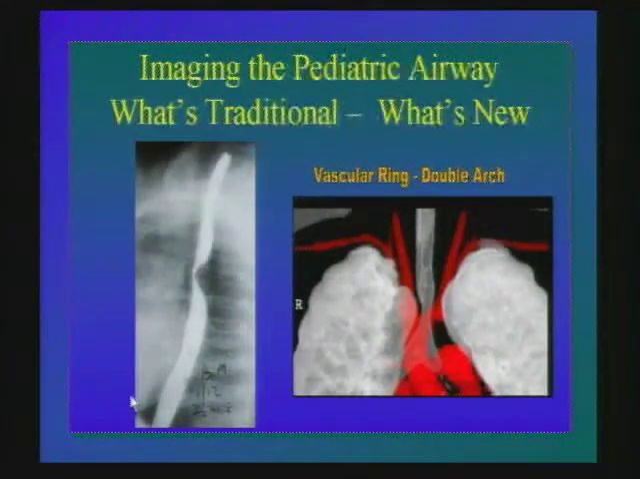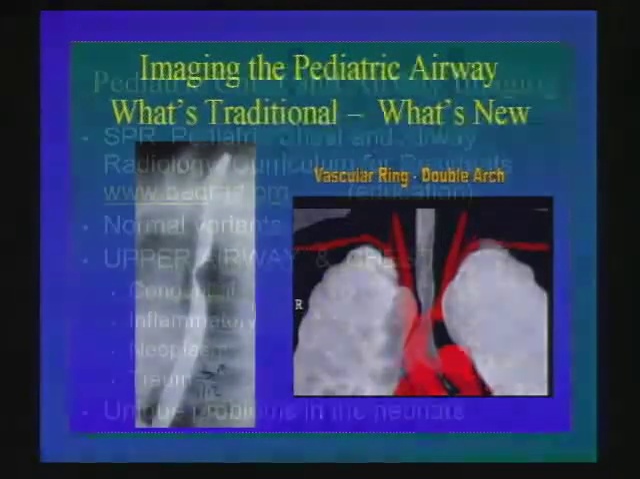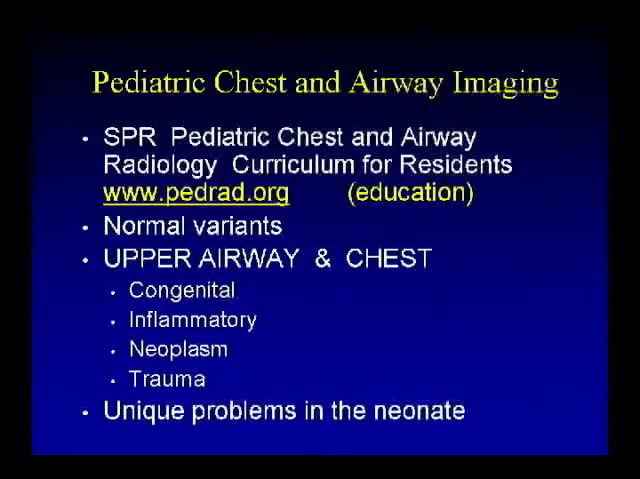So when we talk about airways in pediatric imaging, we're going to talk a lot about what's traditional. We're going to show mostly plain radiography, but as time has gone on, we use more advanced imaging, CT and MR, to help supplement some of the initial imaging that we do of the airway. The SPR, the Society for Pediatric Radiology, has a curriculum for residents that is very helpful for your board preparation. If you go to pedrad.org, you can find the curriculum, and I think that'll have a list of pretty much what you need to know for the board preparation.